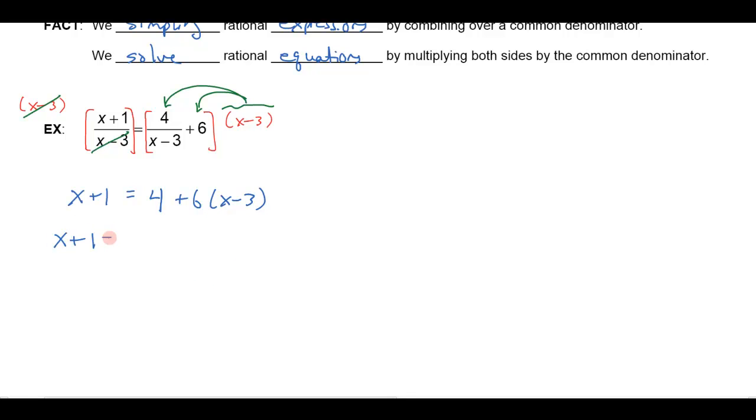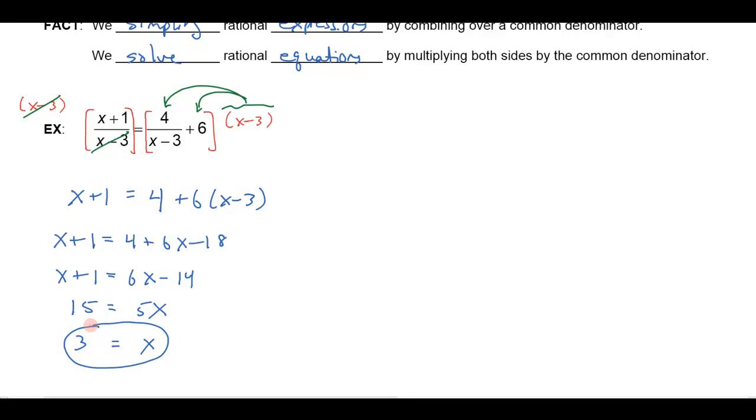So I've got x plus 1 is 4 plus 6x minus 18. That's the same as x plus 1 equals 6x minus 14. So let's bring the x over here. I'll subtract it from both sides. That'll give me 5x on the right, and let's add 14 to both sides. That'll give me 15, and I got an answer now of x equals 3.